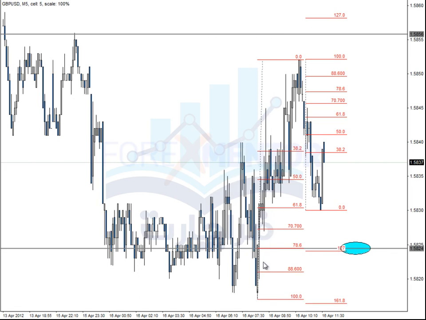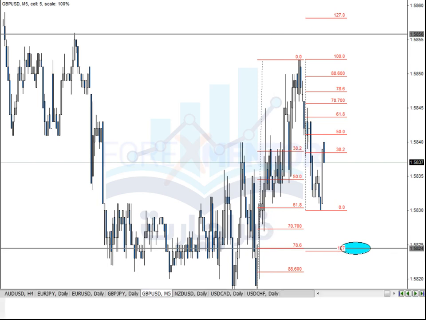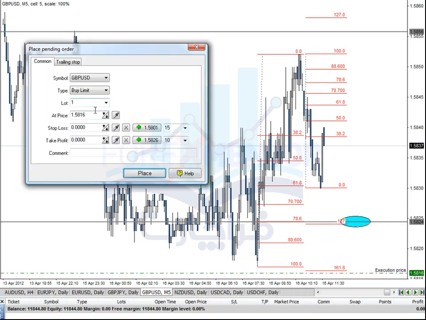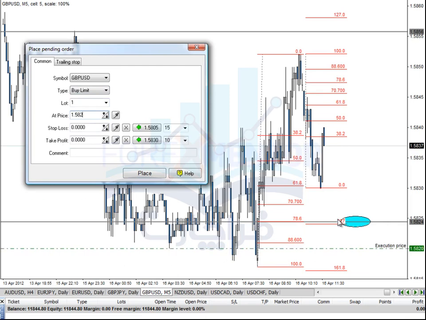Okay, so if you go over to the order platform, new pending order, we'll put a buy limit in at 58. Now we want to put 1 pip above, so it'll be 25. Okay, it's a small pattern, 5-minute, 25 plus the spread, so we're looking at 28. Okay, a 3 pip spread.